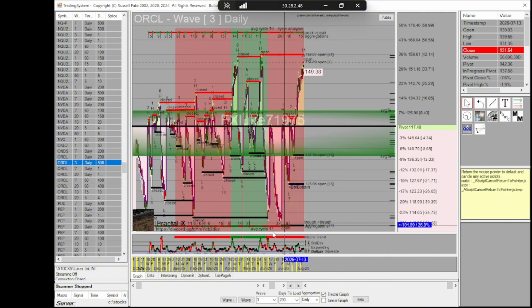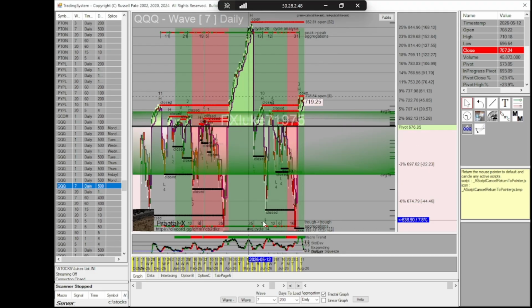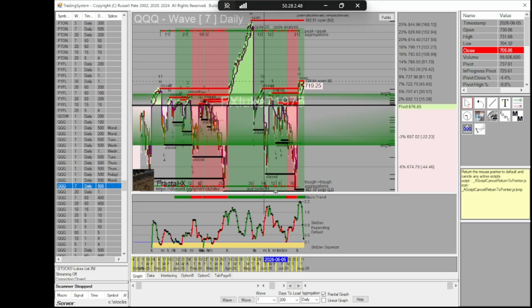Now, the next thing we're going to take a look at is the macro trend. The macro trend is going to be right here at the bottom. You can hold it with your mouse and pull up, and it'll zoom. So this is the macro trend. It's even labeled for you. It's a band at the bottom of the graph that simply shows either red or green.